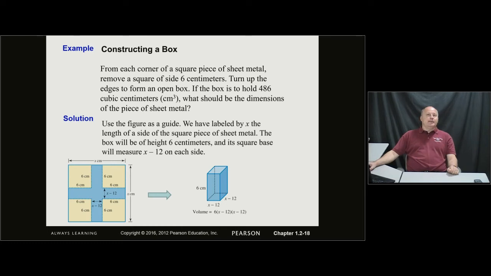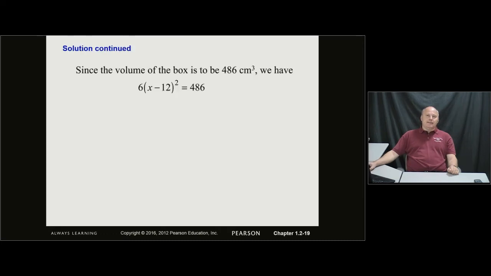And they tell me in the problem the volume is to be 486. So as you can tell, pictures are very helpful sometimes. And then it becomes 6 times (x minus 12) squared equals 486. There's your modeling equation. It's up to you to solve it. Now this is where it's usually downhill from now.